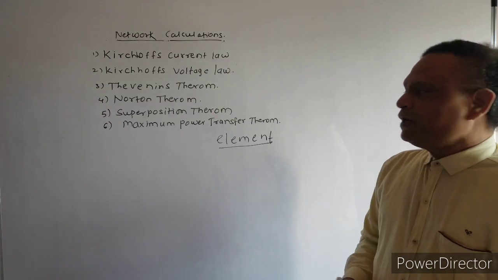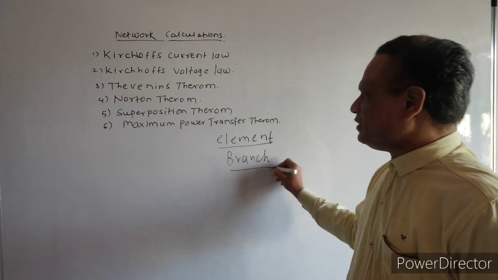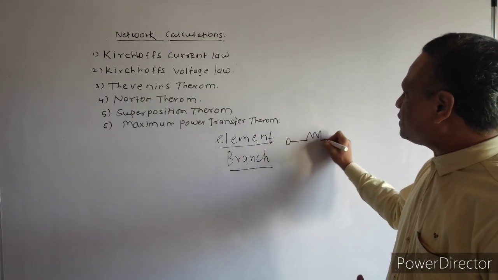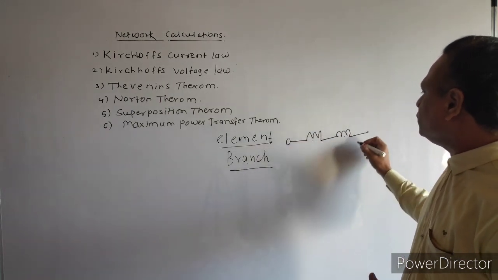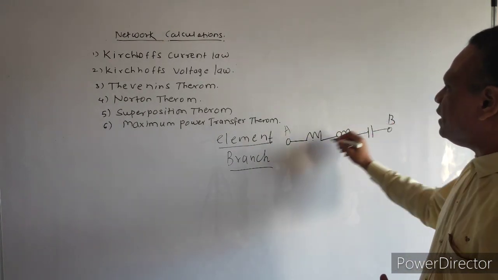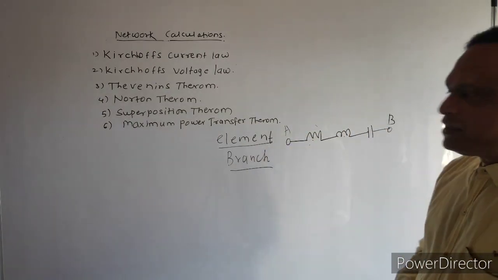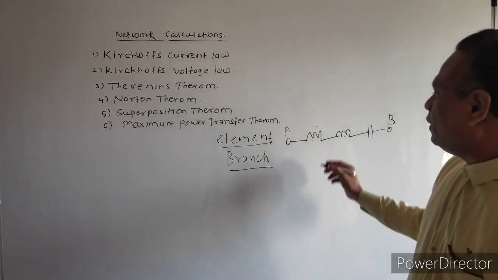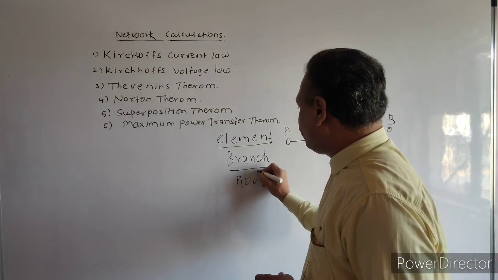Now, what is the branch? The second term we have to understand is a branch. A branch is nothing but a part of a network which contains various elements. So elements may be resistance, inductor or capacitor. So AB is a branch which contains these elements. If it is a DC circuit, there will be only resistance, but inductor and capacitor will not work in that case.